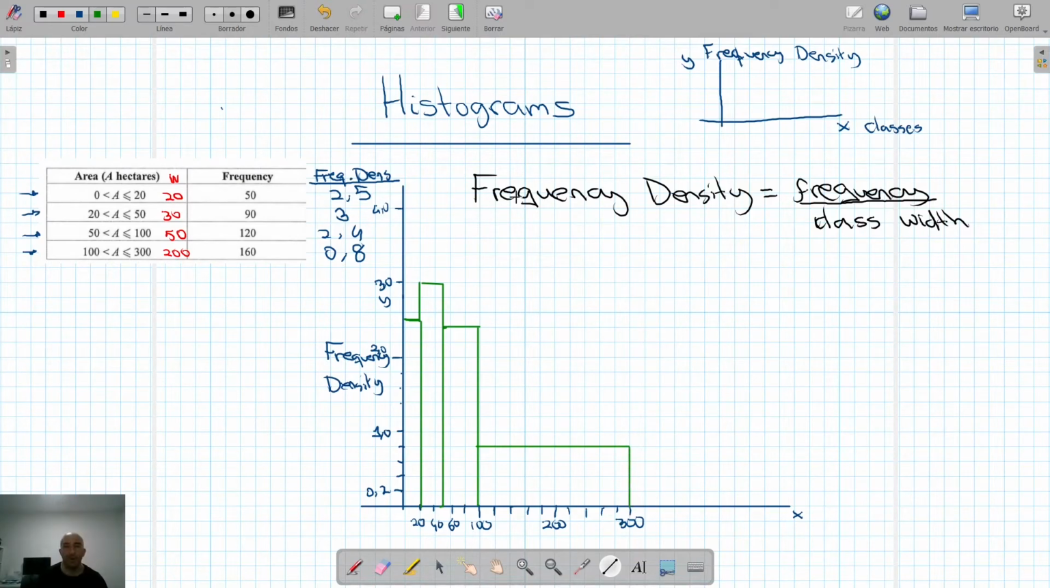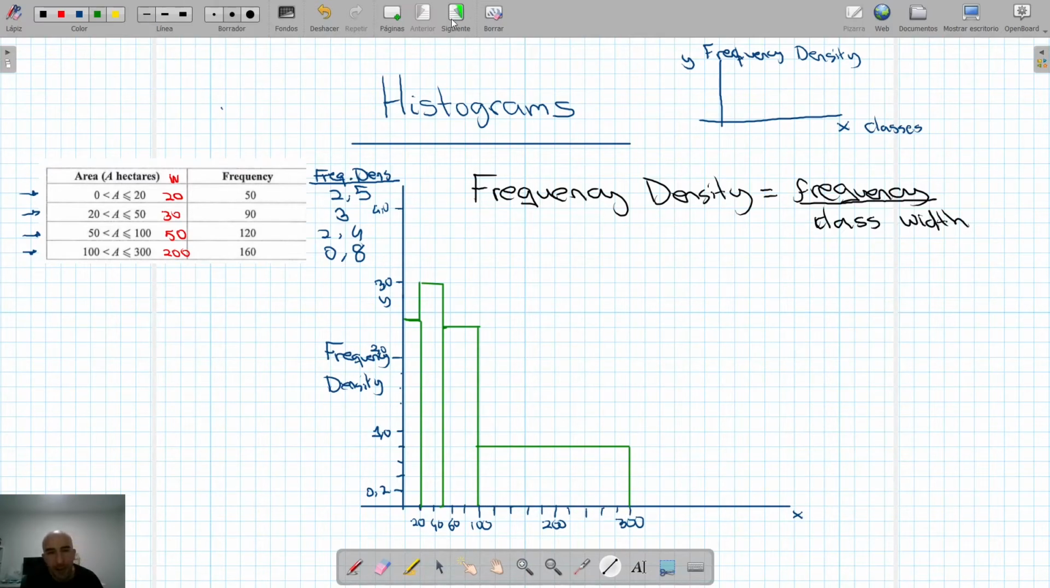So that's our histogram there. Okay, remember the trick is frequency density equals frequency divided by class width. Get your table with the classes and the frequencies, calculate the width of each class, calculate the frequency density for each class, and then draw your graph. Make sure that you choose the correct divisions for each axis, and then just draw your frequency densities on your y-axis and the widths of your classes on the x-axis.